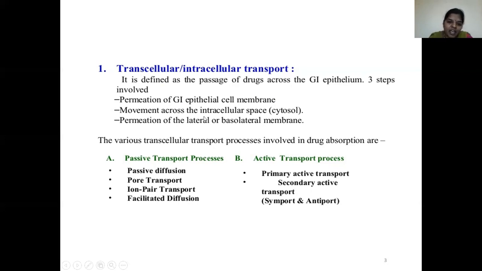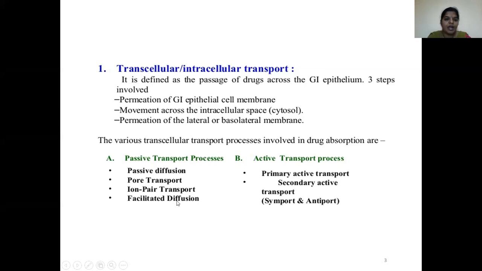And then movement across the intracellular space, that is cytosol. And then permeation of the lateral or basolateral membrane. The various transcellular transport processes involved in drug absorption are, see here, again, your transcellular or intracellular transport will be divided into two types, right? Passive transport process and active transport process. Under passive transport process, you have four types: passive diffusion, pore transport, ion pair transport, facilitated diffusion.